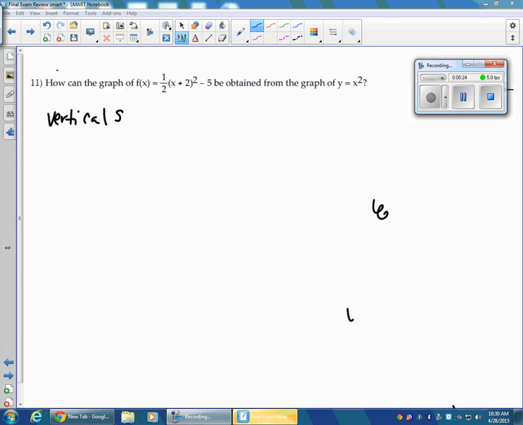Vertical shrink by a factor of 1/2. And then this plus 2 inside the parentheses indicates that you would move this left 2 units, and the minus 5 out here would be down 5.